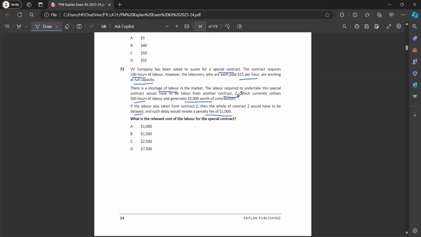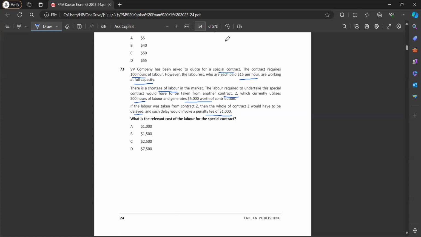Because of undertaking the contract labor from contract Z, there is a delay in the work, but there is nothing as such they would be foregoing. Work will be delayed, the contribution still will be earned. When the work is delayed, the delayed work is attracting a penalty of 1,000. Done. How many hours are required? 100 hours, and each hour will be compensated at a rate of $15 per hour. Fine.